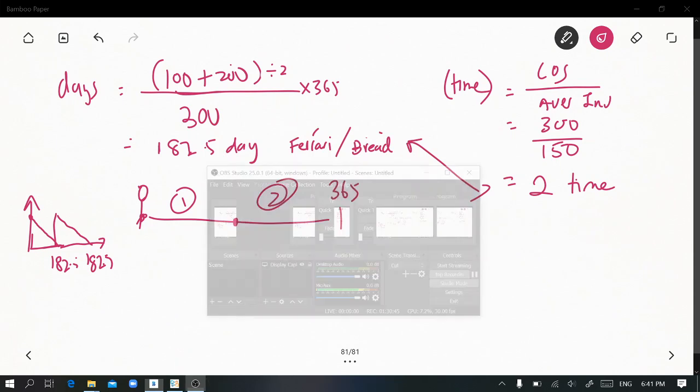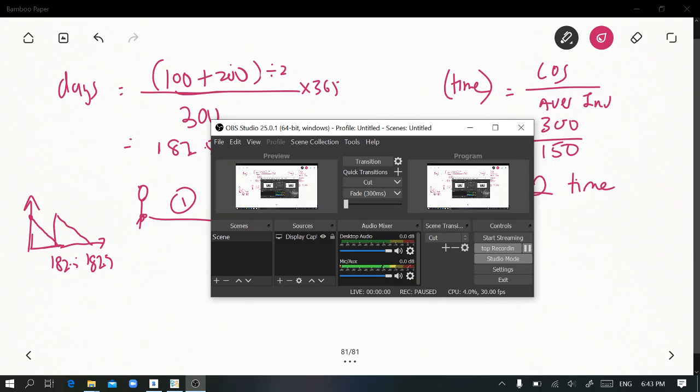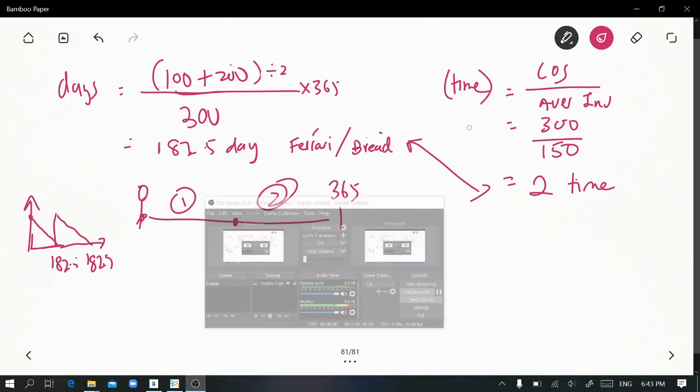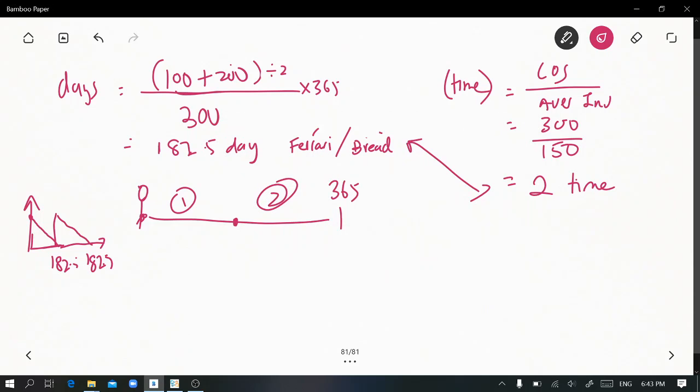Okay. If it's in days, it means how long does it take to turn over? It lasts 182 days, then you sell, you replenish and restock, you buy again, and then you can last for another 182 days. So 1 year will be 2 times. So 182 days is 2 times. So actually you can convert.